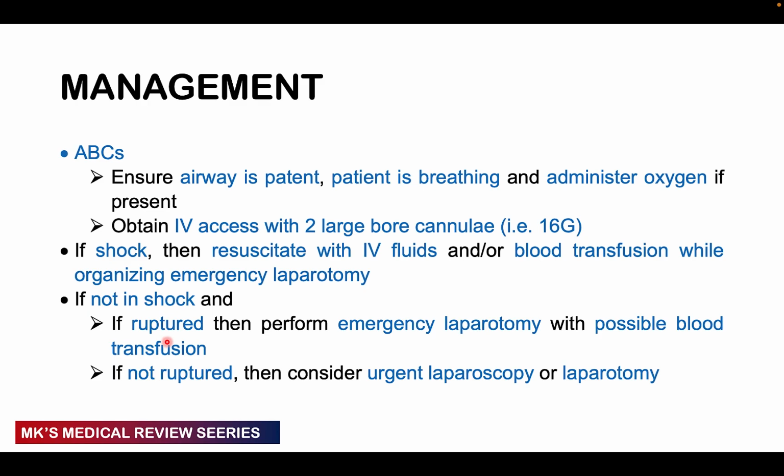So the first thing, remember this is an emergency. The first thing when they come in is you want to do your ABCs. So you want to ensure that the airway is patent. You want to ensure this patient is breathing. You want to administer your oxygen. And you want to give them IV access with 2 large bore cannulae, ideally 16G. If they're in shock, then you start resuscitation with IV fluids. You get bloods and you send for blood transfusion whilst you are organizing for the emergency laparotomy.